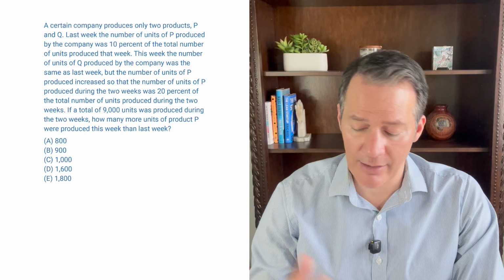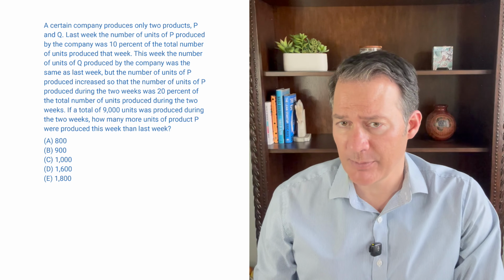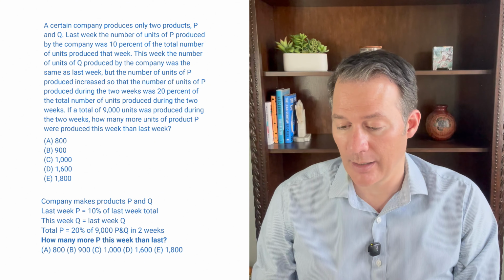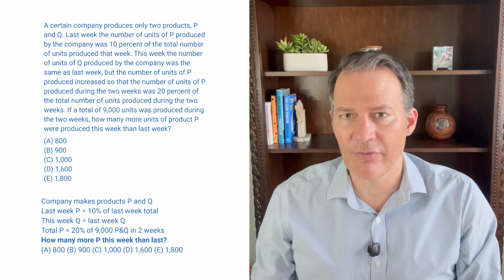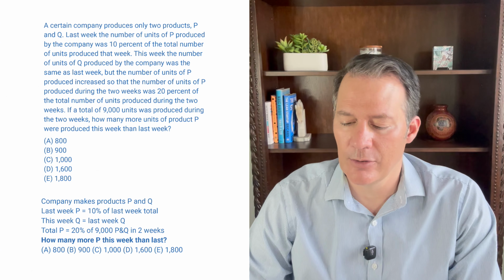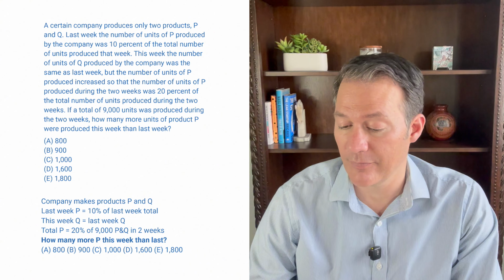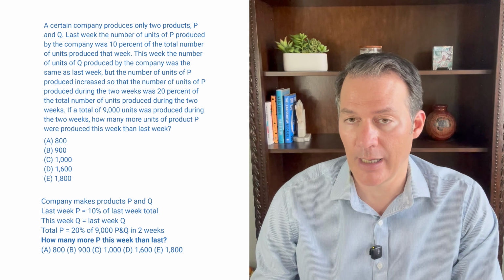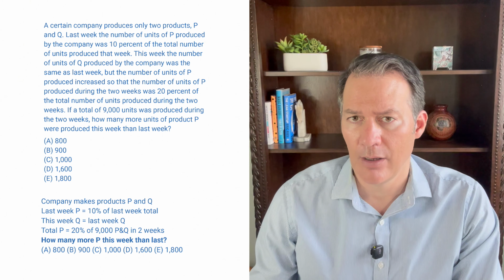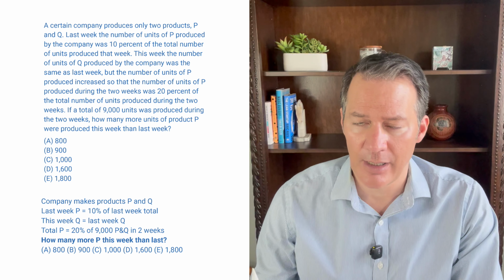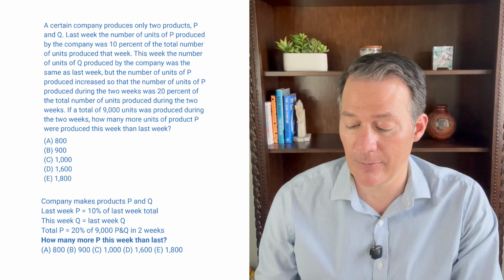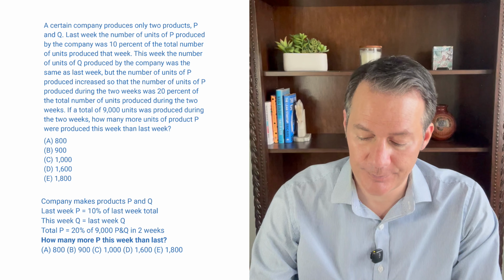This problem here has a lot of info, a lot going on. I'll simplify it a little bit by putting it into the core components, but it's still kind of hard to know where to start. We do see that we have two products, P and Q. We have 2 weeks, last week and this week. When you have that 2x2 setup, it's a great clue that using a table is going to help you. So let's go ahead and set up that table.